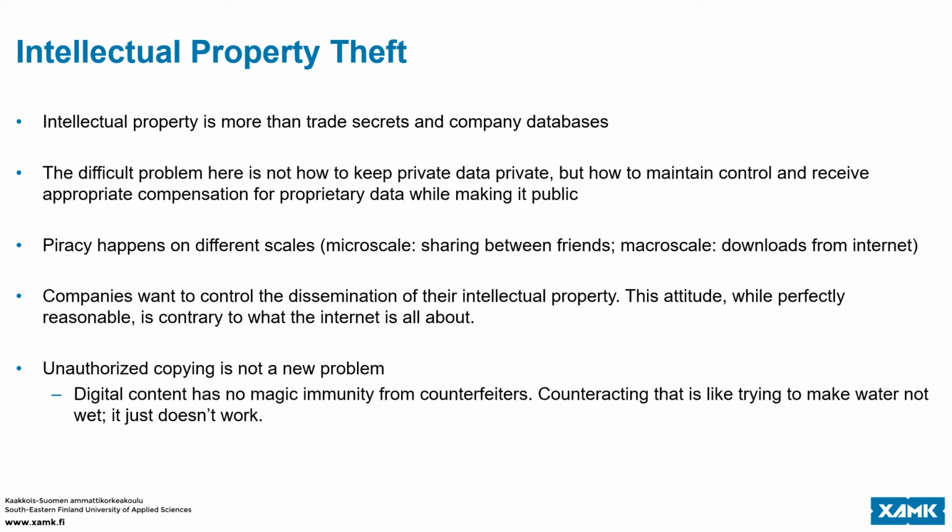Piracy also happens on different scales. There is the micro scale that is sharing between friends, or macro scale, meaning downloads from the internet. Piracy also happens to data. Digital intellectual property is being stolen all the time. This applies to digital images, video, and text just as much as it applies to software or movies, for instance. The different companies owning this data want to control the dissemination of their intellectual property. This, which is perfectly reasonable, is contrary to what the internet is all about.